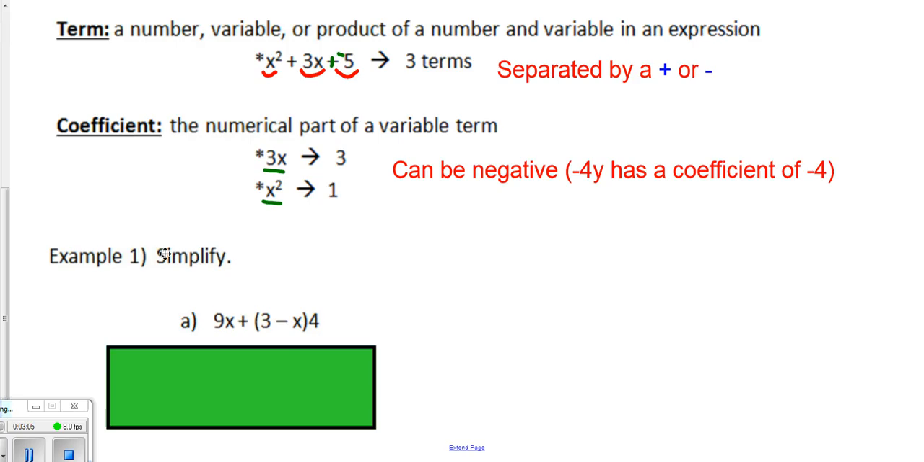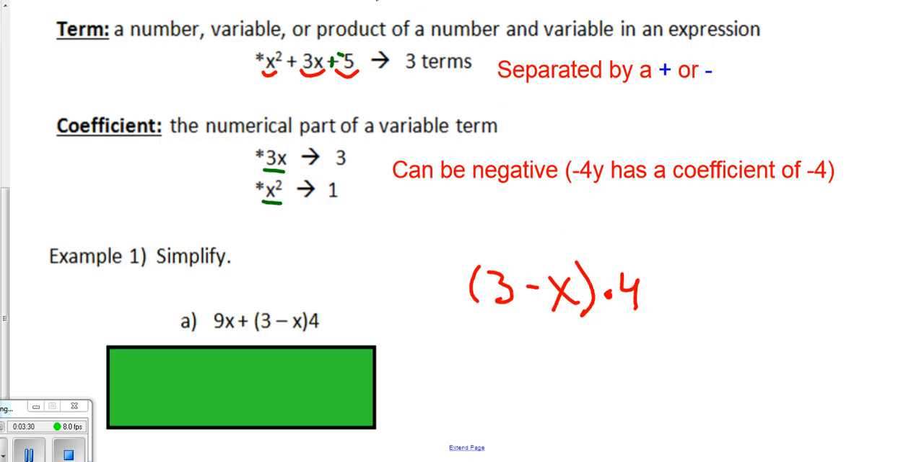So, example 1, we need to simplify this expression. This is not an equation, there's no equal sign, we just simplify the expression. Now sometimes our coefficient, or the factor that needs to get distributed, will be on the end, and that's totally okay. Because remember, if we have this little expression, 3 minus x times 4. That's what this is saying, times 4.